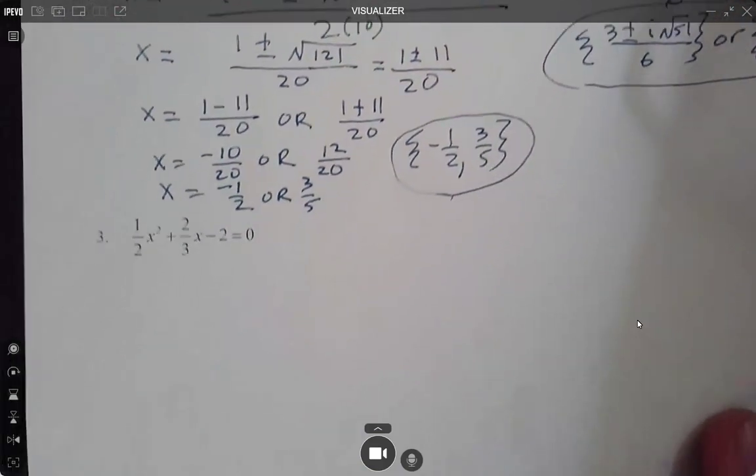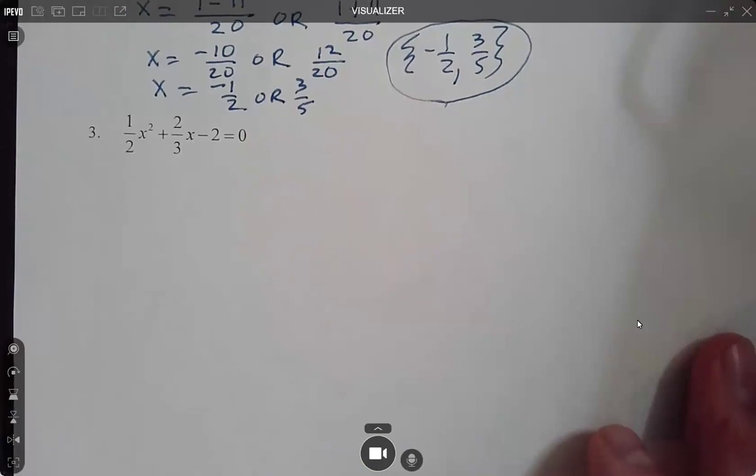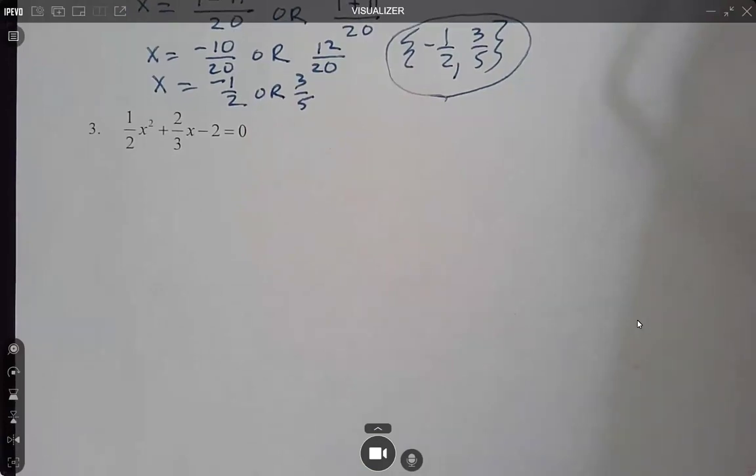All right, let's move on to number 3. And now we do not want to use any fractions in the quadratic formula. The quadratic formula is messy by itself. Fortunately, we're working with an equation, so one thing we're allowed to do is multiply both sides by the LCD.